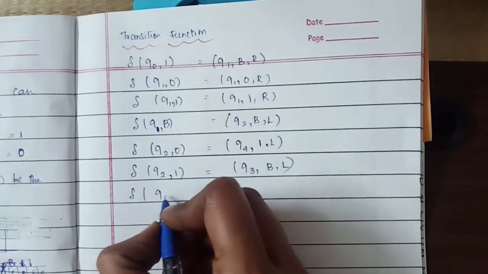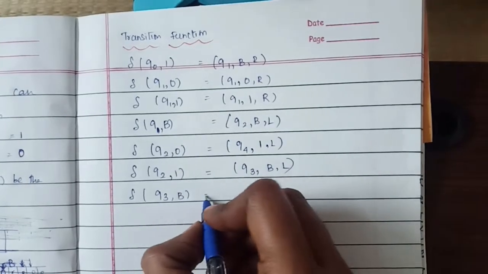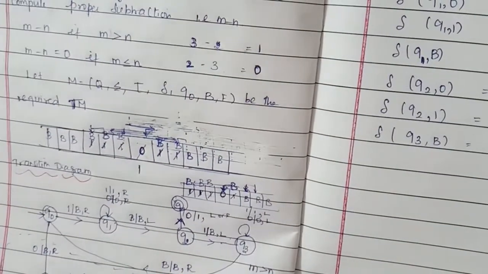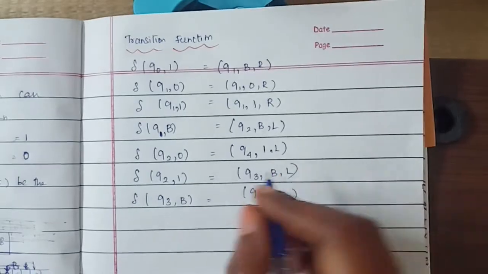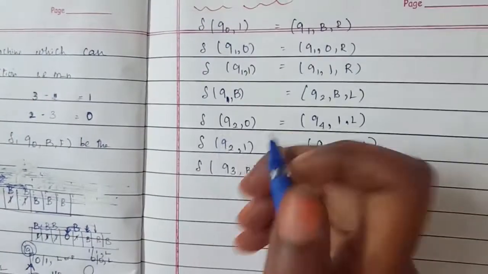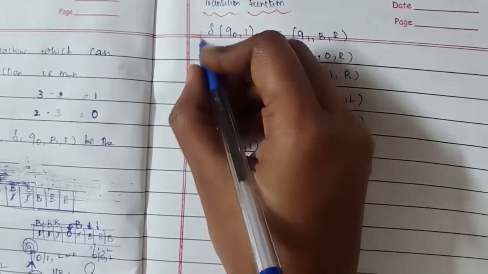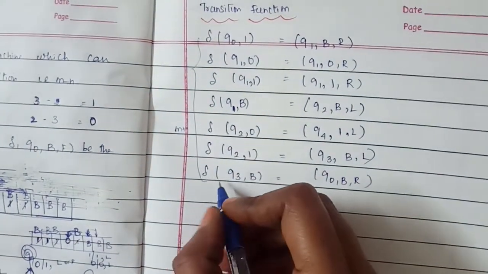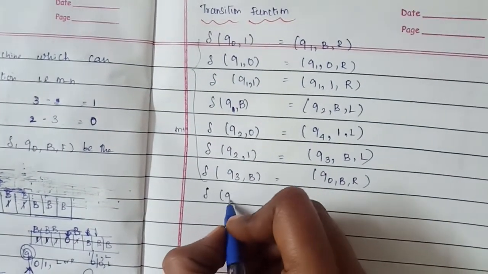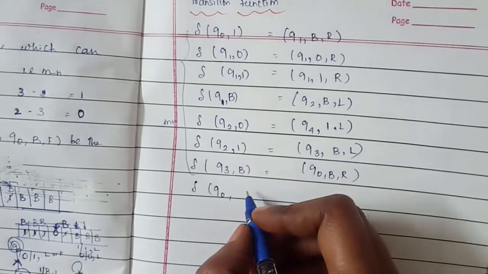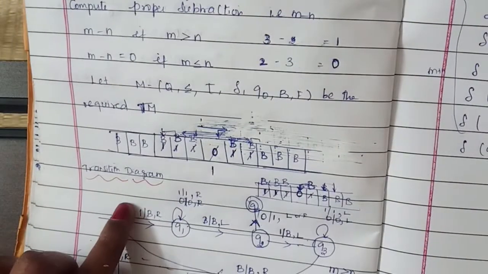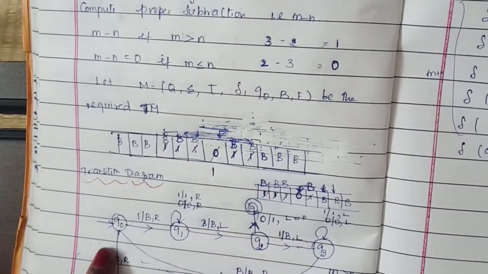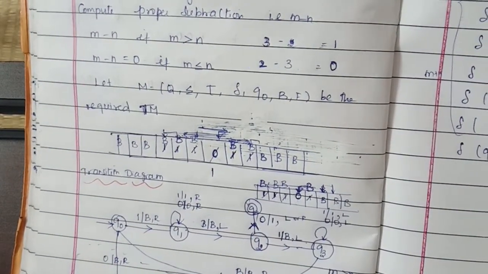After that we have q3 on blank. When you see q3 on b, it has to go to q0 and the right direction. So q0, b itself and right direction. After that, this is the addition part, right? So these are the addition part. And we'll have the subtraction part. So q0 comma 0: when you start with 1, it goes for the addition operation. When it starts with 0, it goes for the subtraction operation.